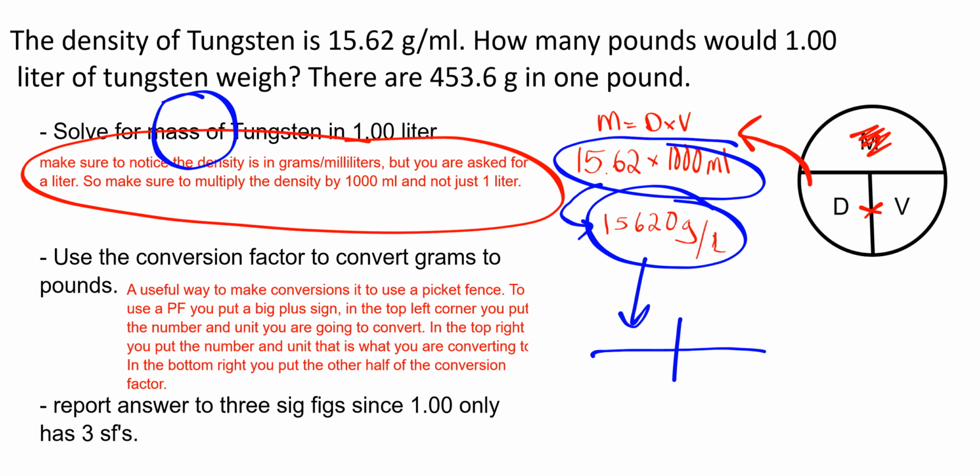So here, the top right, you put the number and unit that is what we're converting to. And so what we want are lbs. And my conversion rate just gave me 1. So I would just put 1 pound. And then I would put the other part on the bottom.